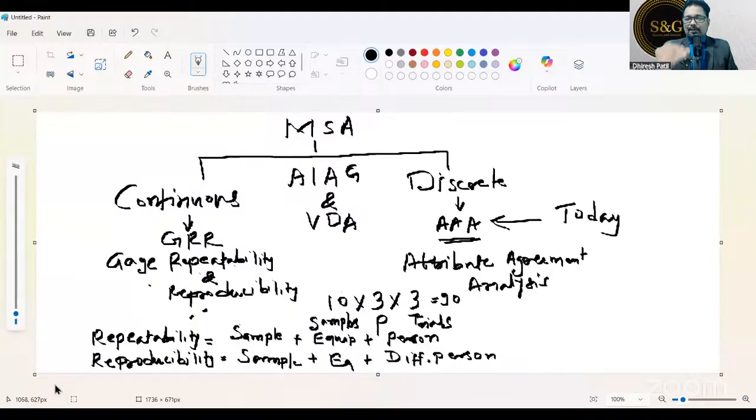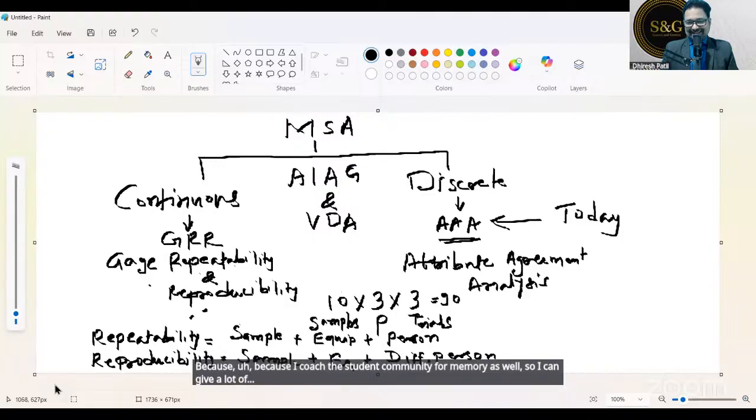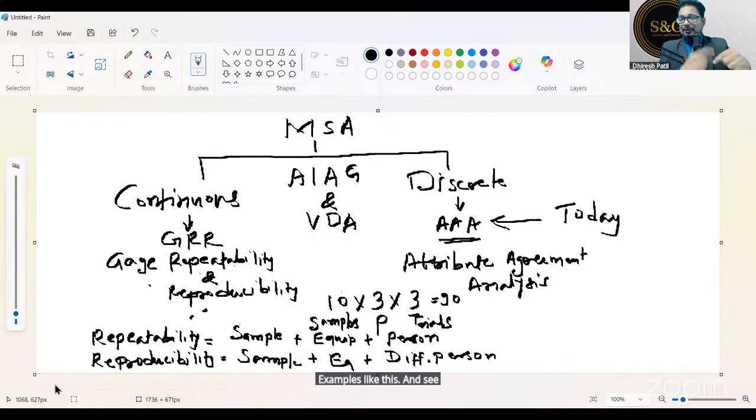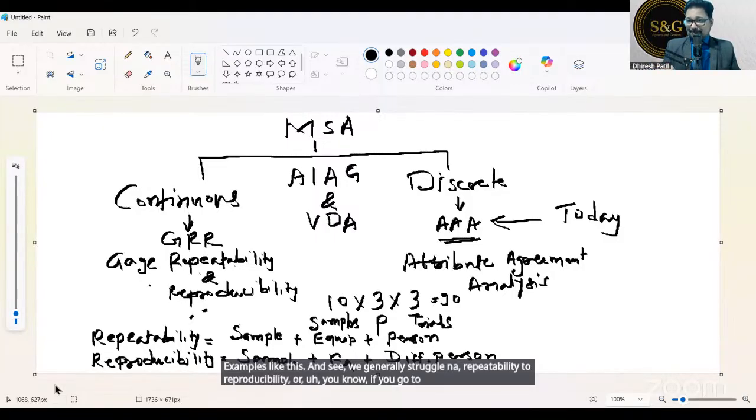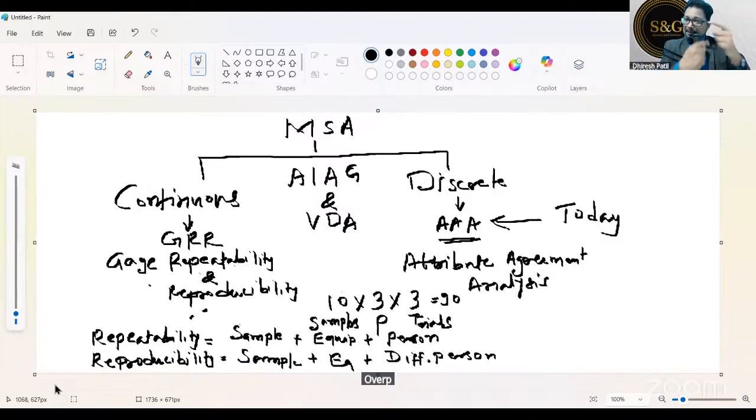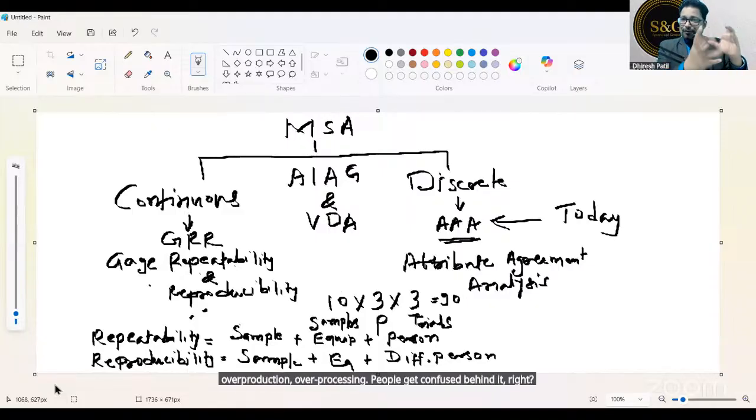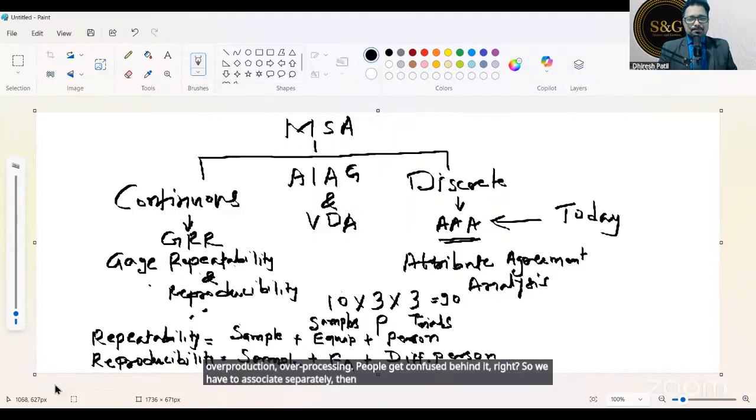This is called repeatability and reproducibility. Yeah, good explanation. Because I coach the student community for memory as well, so I can give a lot of examples like this. And see, we generally struggle with repeatability, reproducibility, or if you go to the teamwork example, overproduction, overprocessing, people get confused behind it, right? So we have to associate separately, then you can easily understand this.